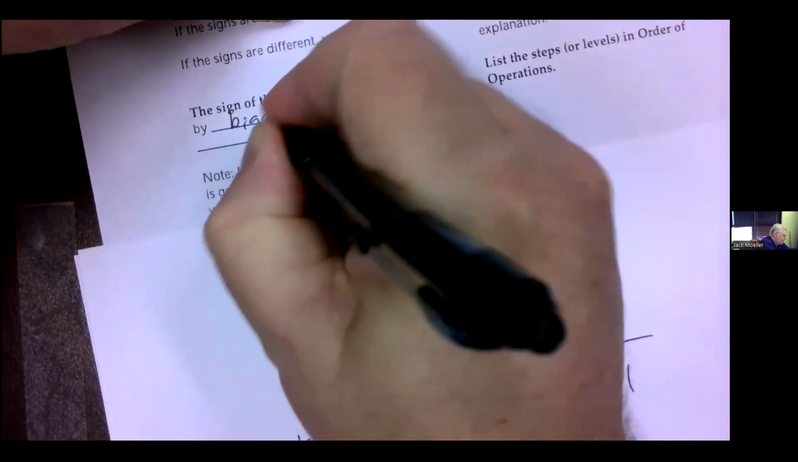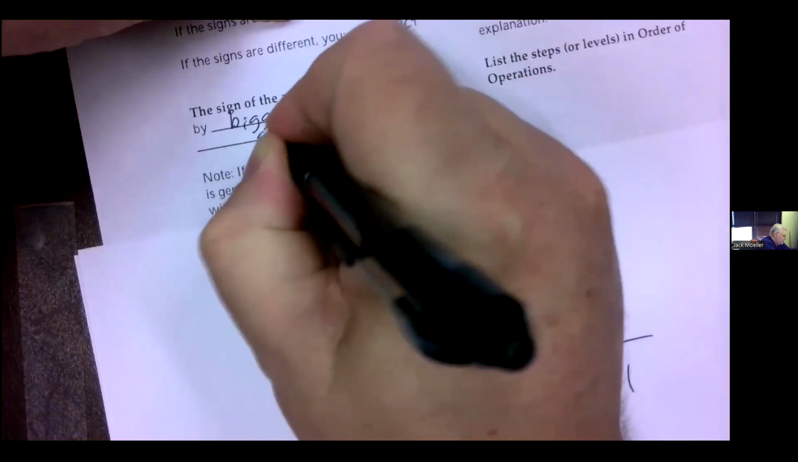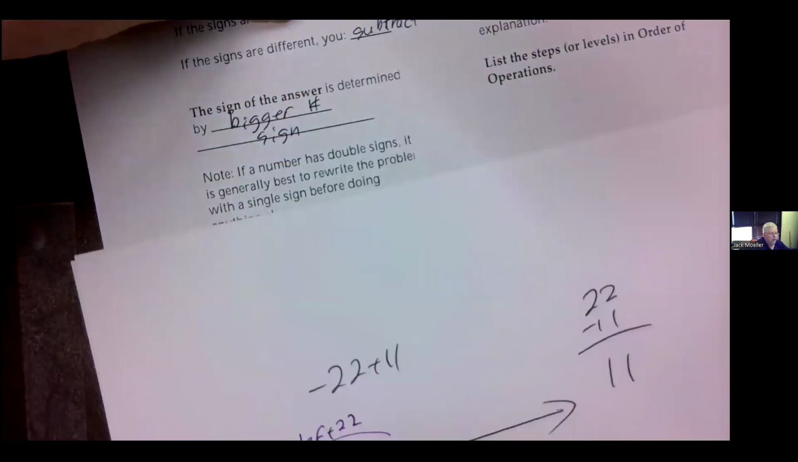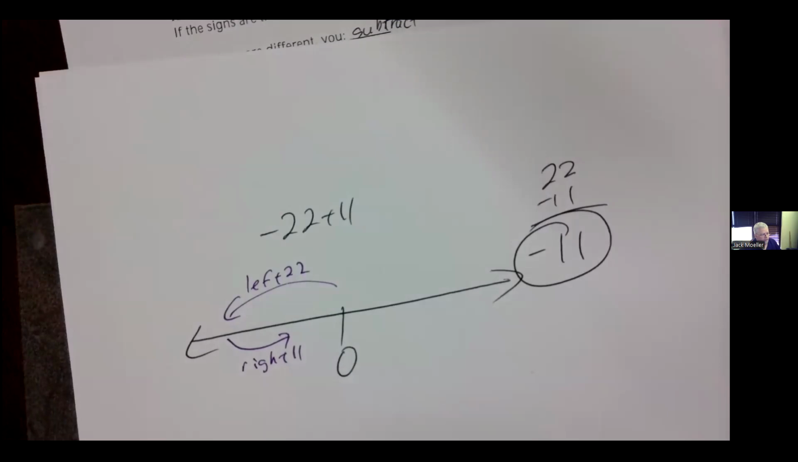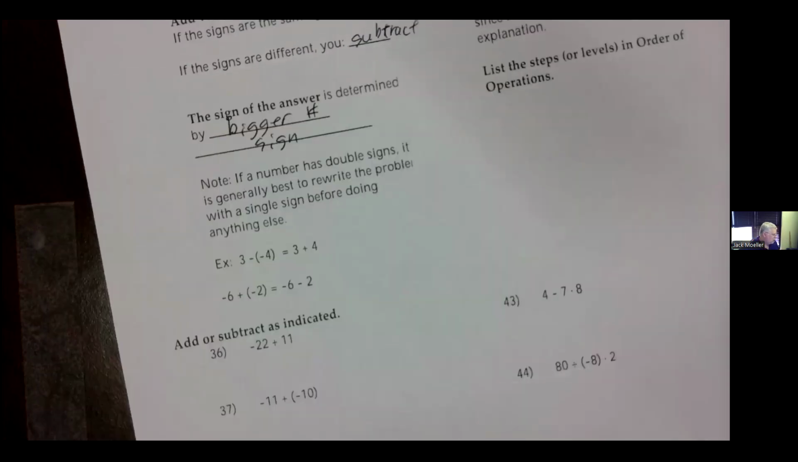So sign of the answer is determined by the bigger number sign. All right, so our answer for this one is negative 11. So we're subtracting because the signs are different. Our answer is negative because the bigger number, the 22, is negative. All right. Let's see here. So what about 37?